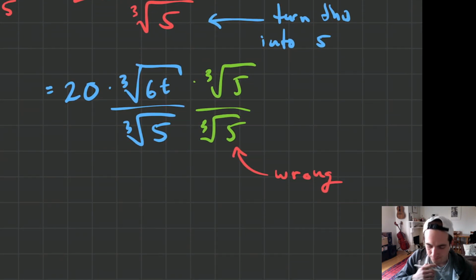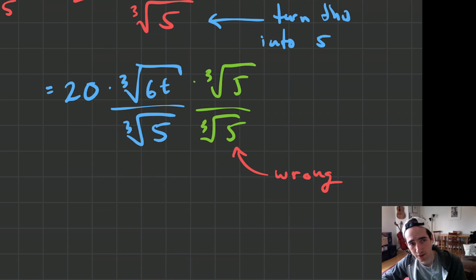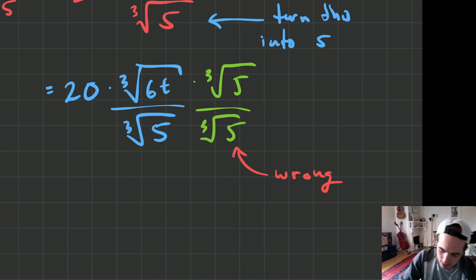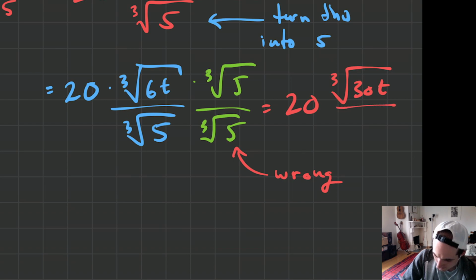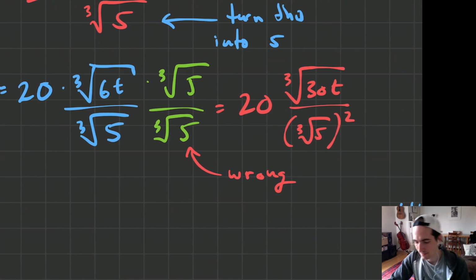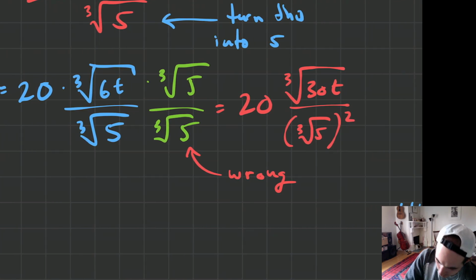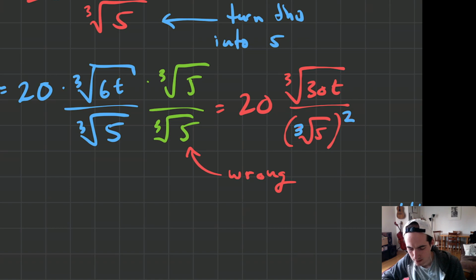In this question, when I want to rationalize this denominator, I can't just multiply the numerator and the denominator by the cube root of 5, because this is going to give me 20 times the cube root of 5 over the cube root of 5 squared. Now this exponent of 2 and this index on the radical of 3, they're not the same, so they don't cancel each other out, right? The only time that I can cancel those out is if those two numbers are the same.